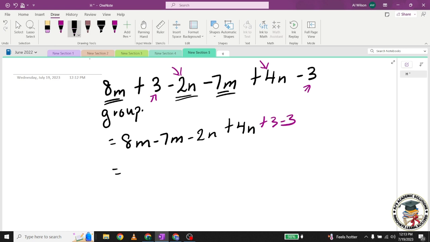Good. So 8m take 7m. So let's put this here. Let's draw this up now. We have 8 take 7, which is equal to 1. So we have m alone, which is 1m. So again, remember, you don't have to actually put it as 1m. You can just leave it as m alone.